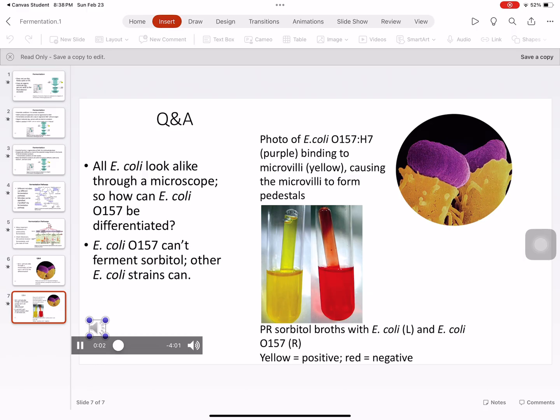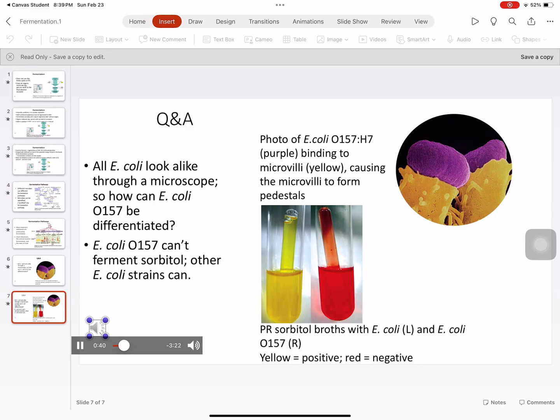So our question, all E. coli look alike through a microscope. So how can we differentiate E. coli O157 from other E. colis? Well, we can do it by examining its ability to ferment different sugars. And what it turns out is that E. coli O157 can't ferment sorbitol, whereas other E. coli strains can do this.